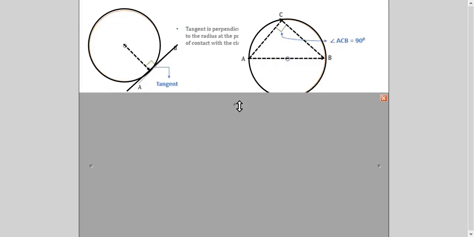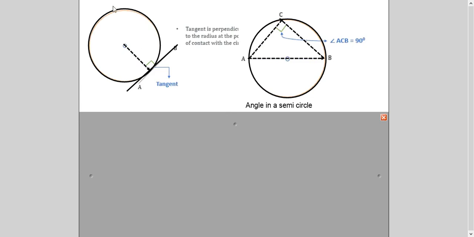Okay, so for example, let me show you 2 properties at a time. If you look here, say this line is a tangent and this line is a radius. One property is that the radius and tangent at the point of contact make 90 degrees. So they are perpendicular to each other, and this is called radius is perpendicular to tangent.